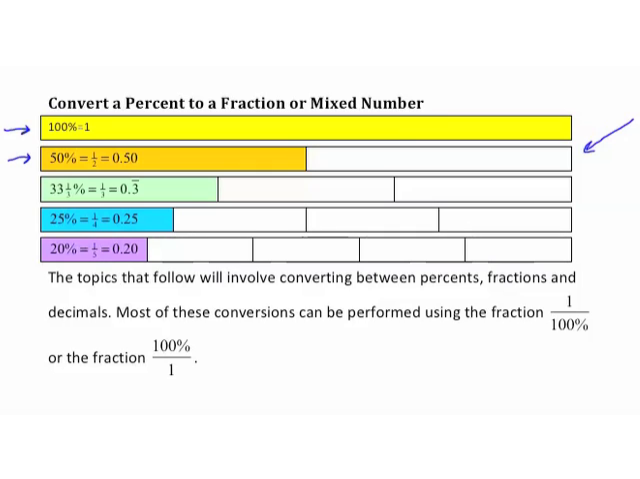Now if I take half of this thing, that can be written as a percent as 50%, as a fraction, 1/2, and as a decimal number, 0.50. Now if I divide this object up into 3 parts, I end up with a percent of 33 1/3%. As a fraction, that's 1/3, and as a decimal, that's 0.3 repeating. If I divide this up into 4 equal parts, that is 25%, or as a fraction, 1/4, and as a decimal, 0.25. And finally, if I divide this object into 5 equal pieces, that is 20%, as a fraction, 1/5, and as a decimal number, 0.20.